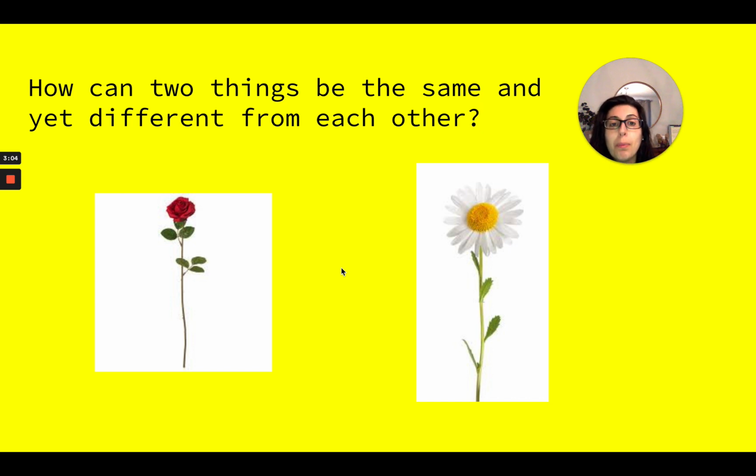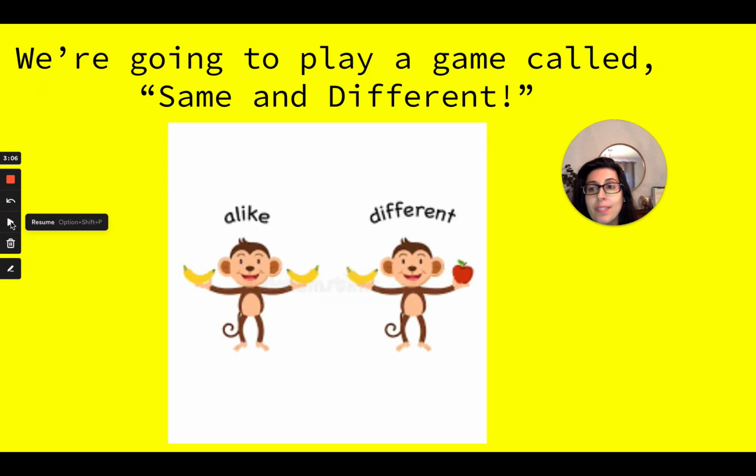So we're going to play a little game. It's called Same and Different. In this game, we'll look at ways that we are alike and different from each other. Both are reasons to celebrate.